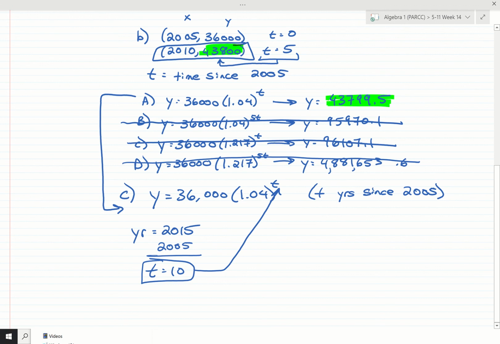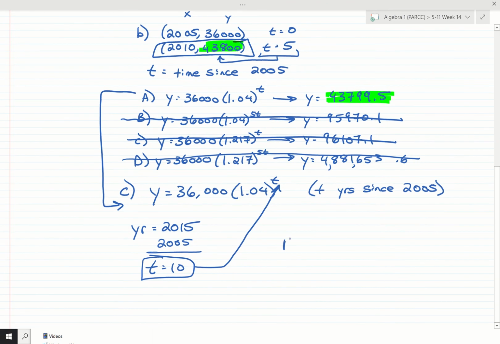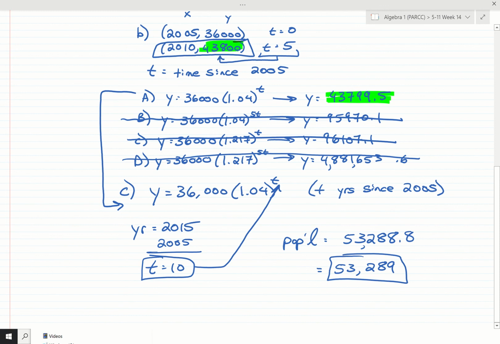So I'm going to type that into my calculator. 36,000 times 1.04 to the 10th power. And my calculator is telling me the answer for the population is equal to 53,288.8. Usually when we're talking about people, we always round to the nearest person. That would be our population.